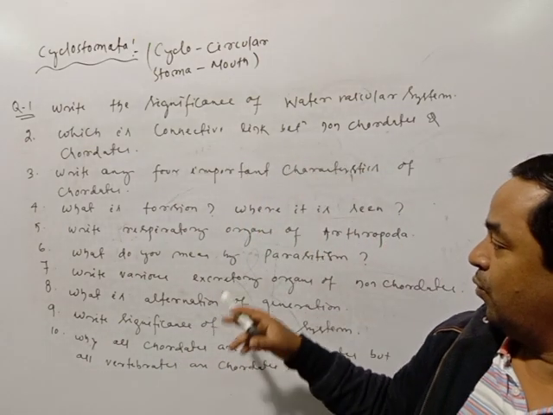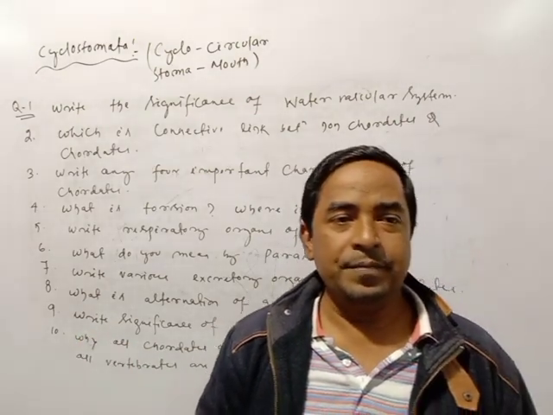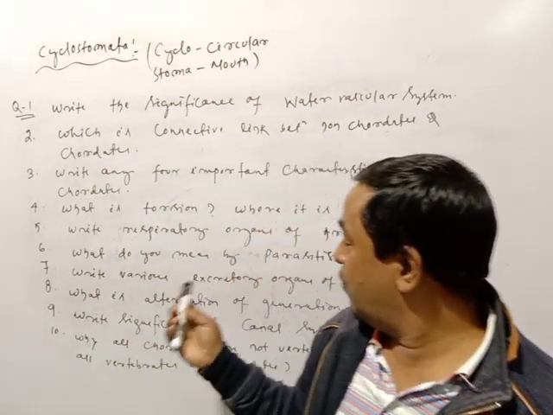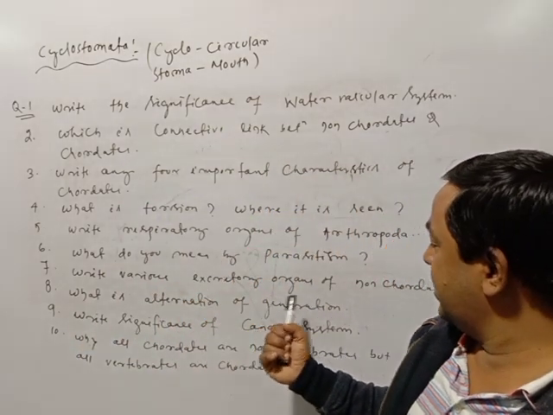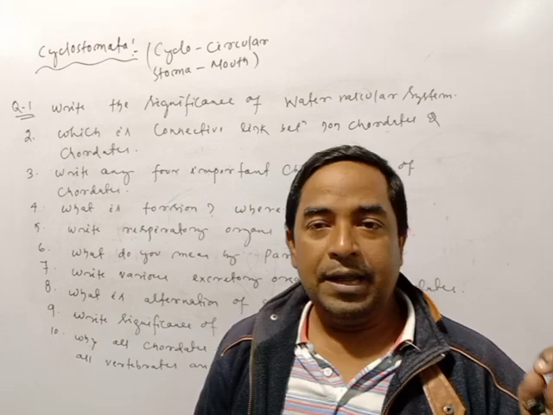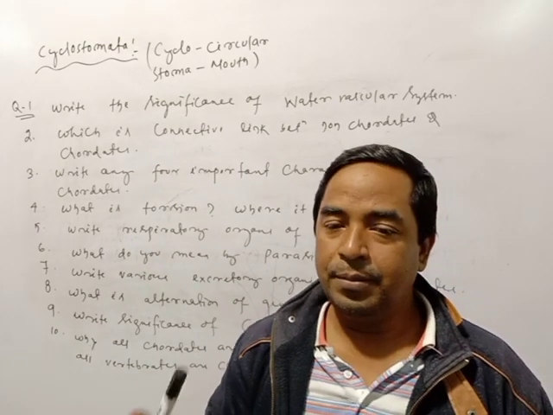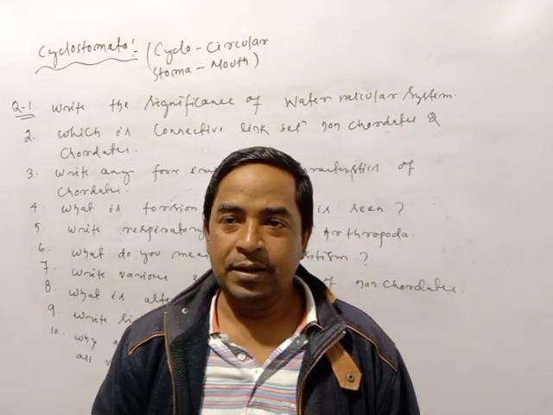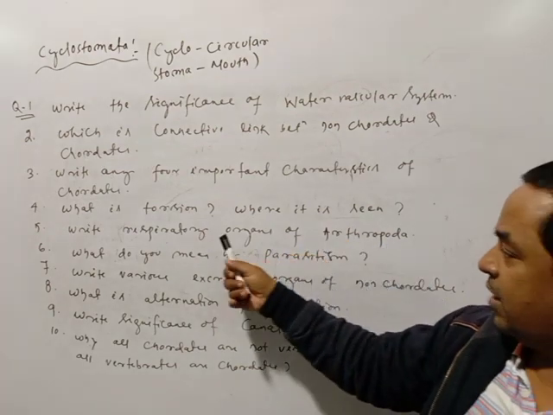Clear? Next, what do you mean by parasitism? So in animal kingdom there are different types of relationships found, such as prey, predator, parasitism, symbiosis, commensalism, etc. So what is parasitism? What we have discussed in helminthes. You should write various excretory organs of non-chordates, from platyhelminthes till balanoglossus. You have to write each member. Platyhelminthes, flame cell; nematodes, protonephridia; arthropoda, Malpighian tubules. In this manner, you should write.